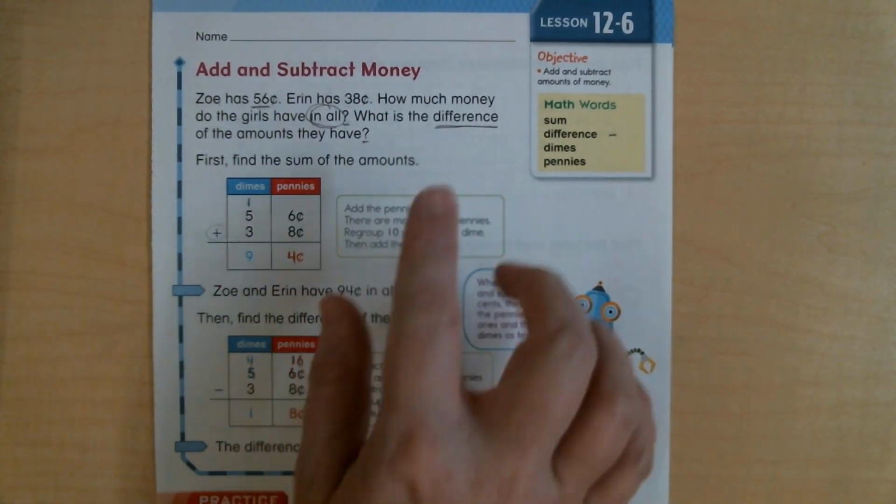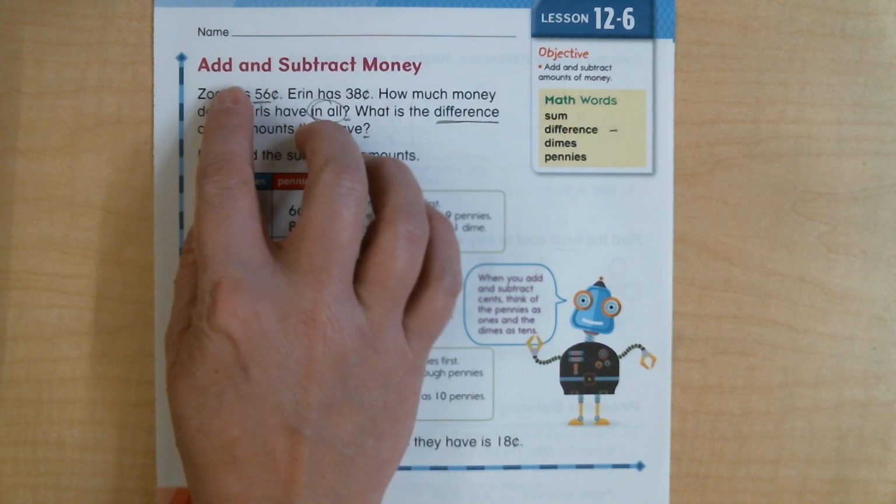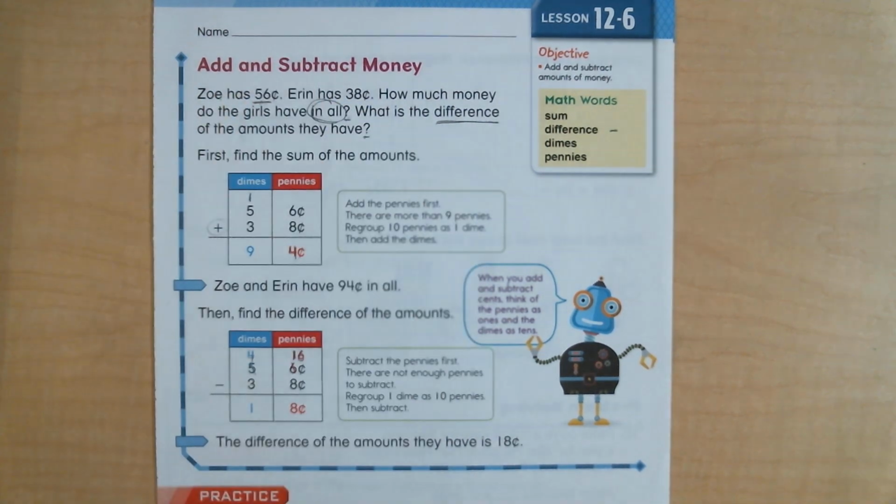Good morning, guys. This is math lesson 12-6. In today's lesson, we're going to be adding and subtracting money.